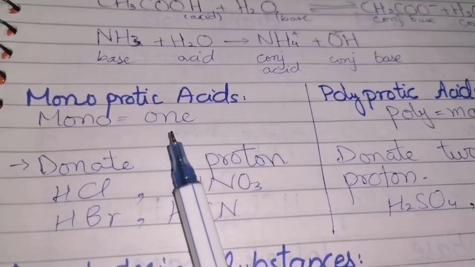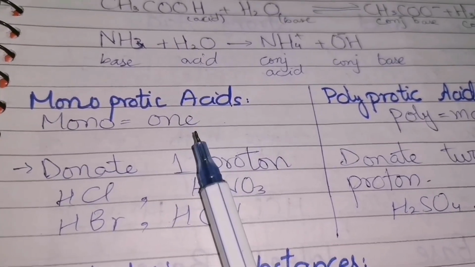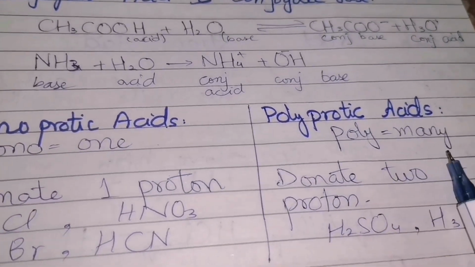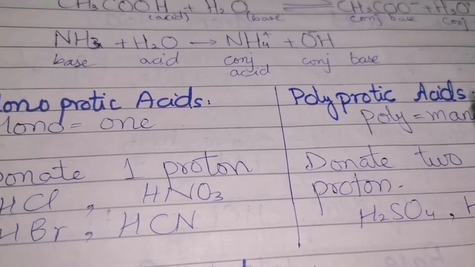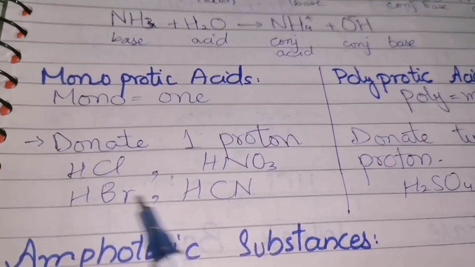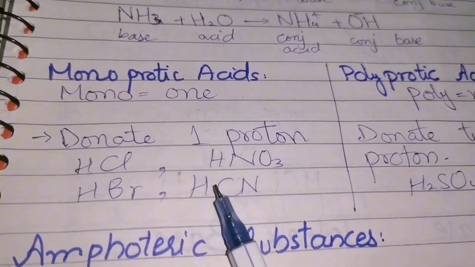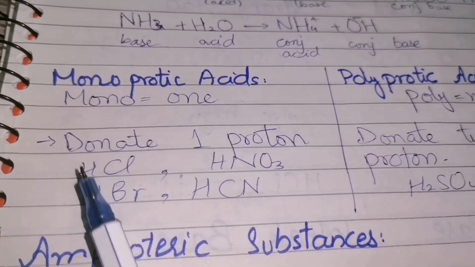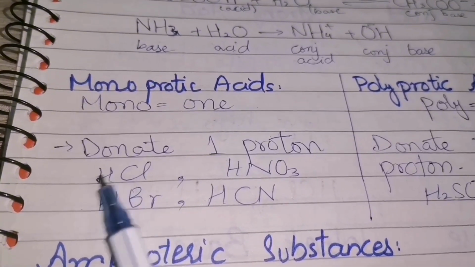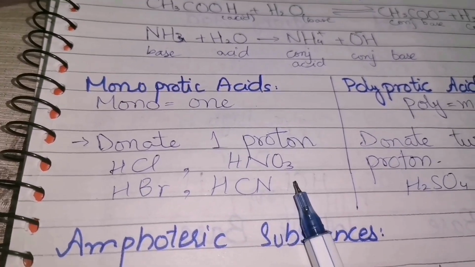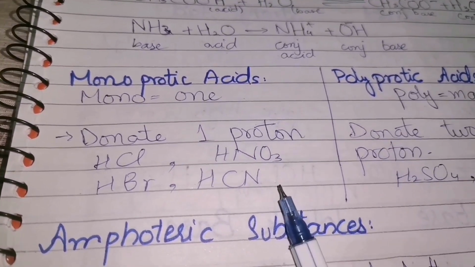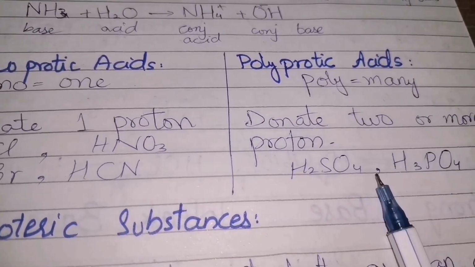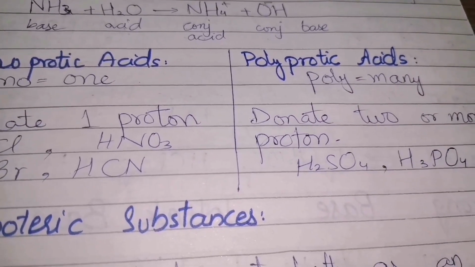Remember, mono means one and poly means many. So monoprotic acids are those acids which can donate only one proton. And polyprotic, poly means many, so acids which can donate many protons. So here are some of the examples of acids which donate one proton. This includes HCl, HNO3, have a look, they have only one proton. HBr, only one proton. They all have one proton, so it can donate only one proton. These are monoprotic acids.